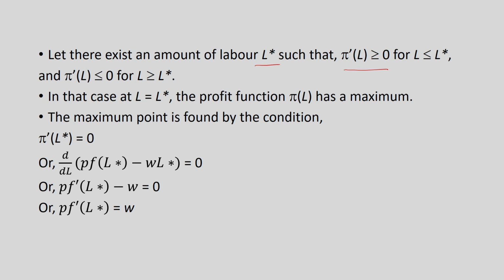And how can we characterize this particular L? We know that at that point you have a stationary point, and the stationary point has a property like this: pi dash of L star is equal to 0. Then we substitute the profit function which we have found already, and say that the first derivative of this profit function is equal to 0 at L is equal to L star, and thus we obtain this condition: P multiplied by f dash of L star is equal to W.